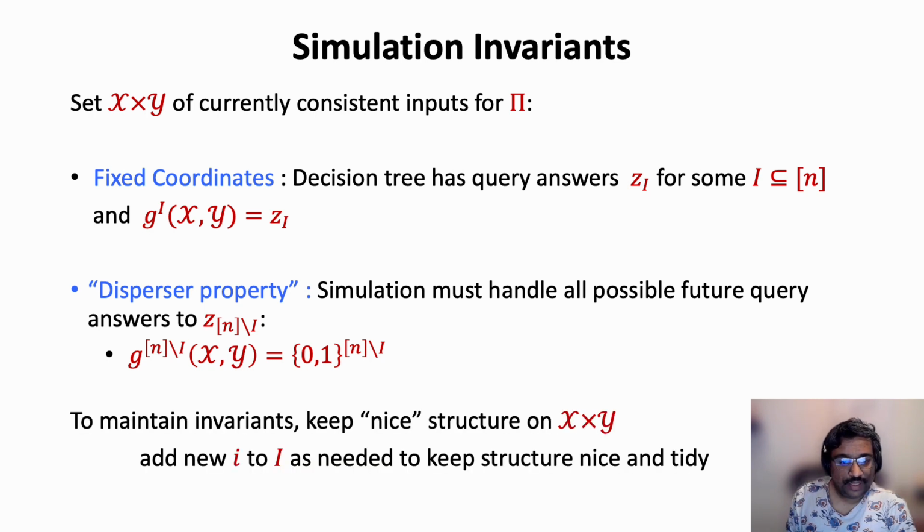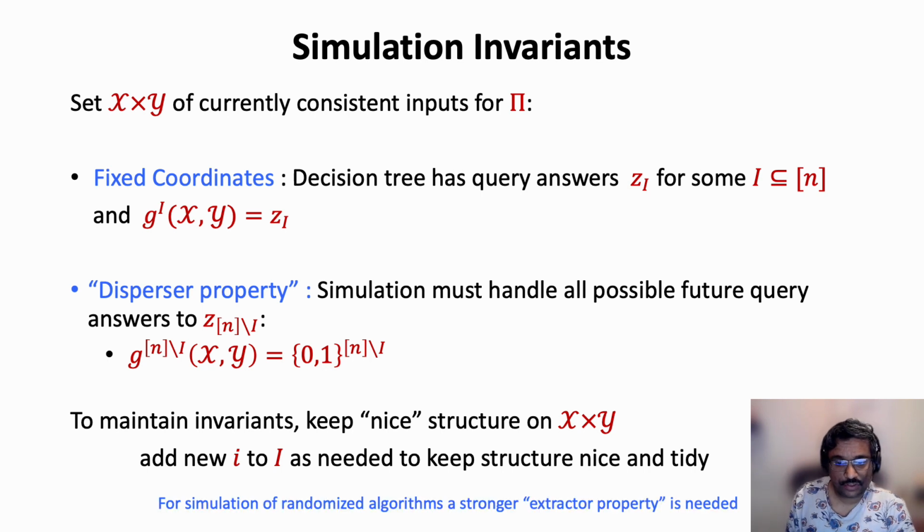And to maintain this invariance, especially to maintain the disperser property, we need to do some bookkeeping. So as we go along in the simulation, we'll add new coordinates to the queried coordinates and do some cleaning up to make sure that everything is nice and tidy. Just a quick note here that if you are proving lifting theorems in the setting of randomized algorithms, you need a stronger property known as the extractor property instead of the disperser property. But here we are focusing on deterministic lifting theorems.